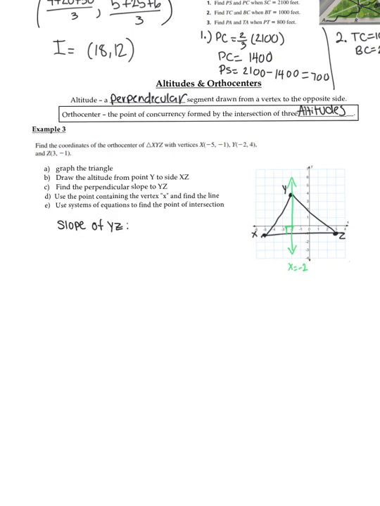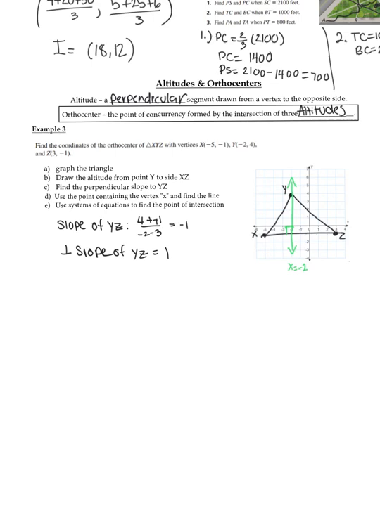Alright, so first I'm going to find the slope of YZ by using slope formula. So it's just y2 minus y1 over x2 minus x1. So I'll do 4 minus -1 over -2 minus 3. That will end up giving me 5 over -5, which is just -1. The perpendicular slope of YZ would just be the opposite reciprocal. So I would flip the -1, it would still be -1, and then I would change the sign, so then it would be +1. So the perpendicular slope of YZ is 1.